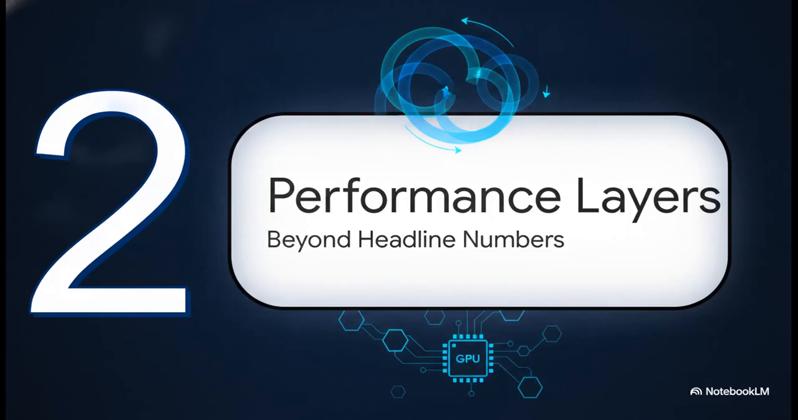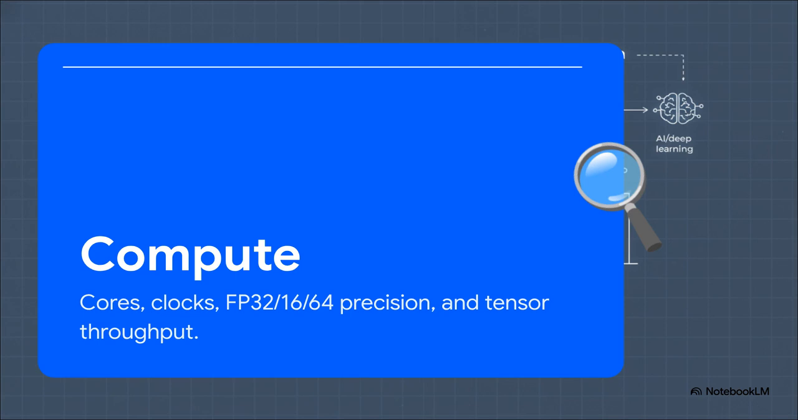Moving right along to Section 2, the 4 performance layers. Let's look beyond the headline numbers. Our first layer is compute, and honestly, this is the biggest trap because it's where everyone looks first. But more cores do not automatically mean better performance.